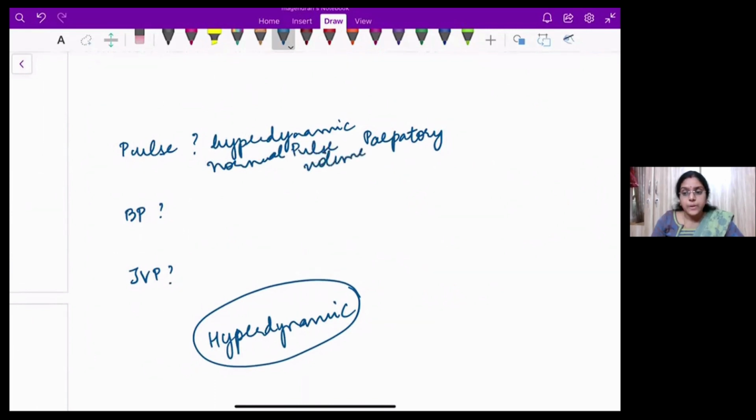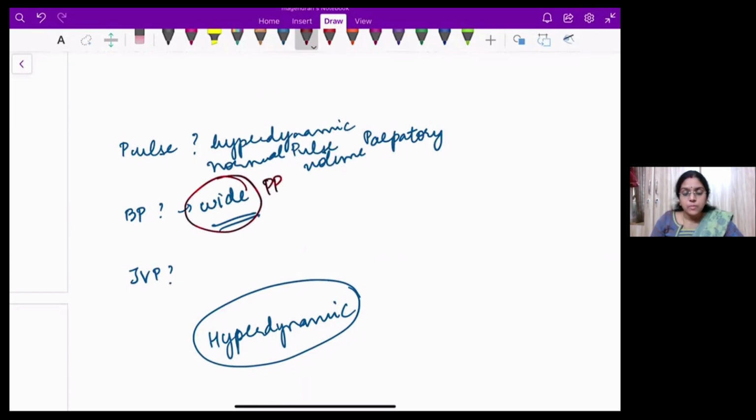So what about the BP? We saw in mitral stenosis that the pulse pressure will be very less. It will be a narrow pulse pressure. But what happens in mitral regurgitation? The pulse pressure will be wide. Okay. This is the difference you need to keep in mind. The pulse pressure will be wide in mitral regurgitation.